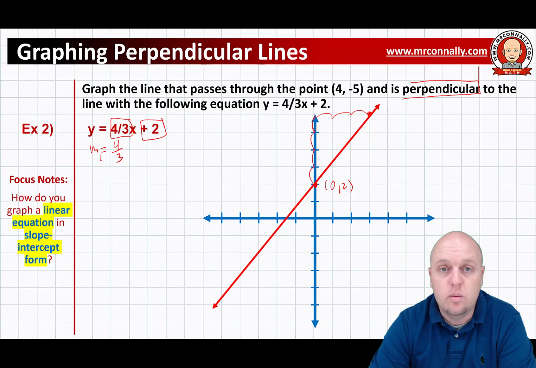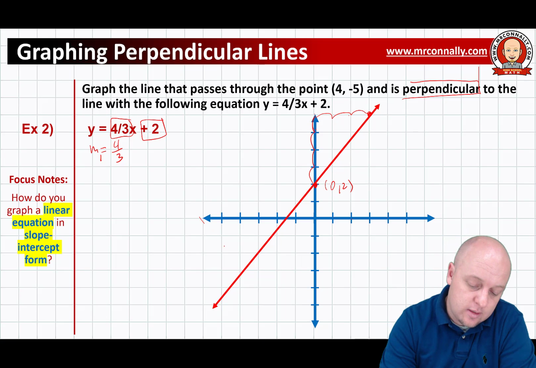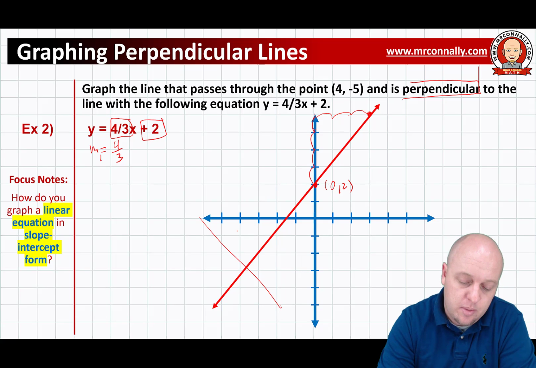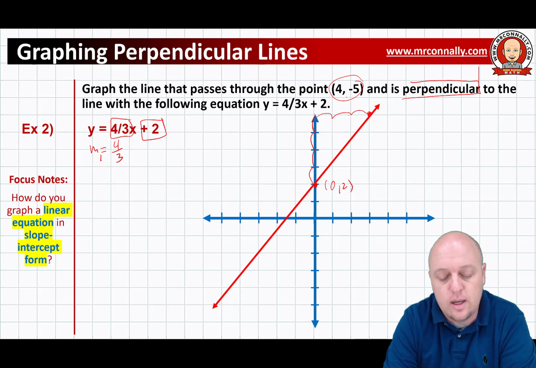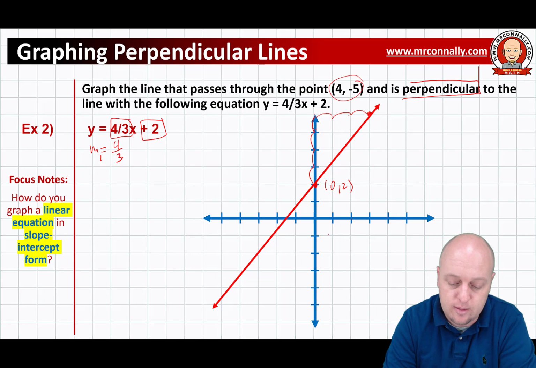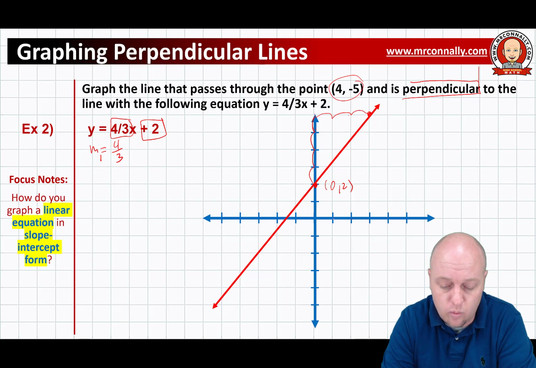All right, so there are lots of lines that are perpendicular to this line. There's an infinite amount. But there's only one line that goes through the point 4, -5, and that's what we're trying to find. So let's put the point on here. 1, 2, 3, 4, and down 1, 2, 3, 4, 5.